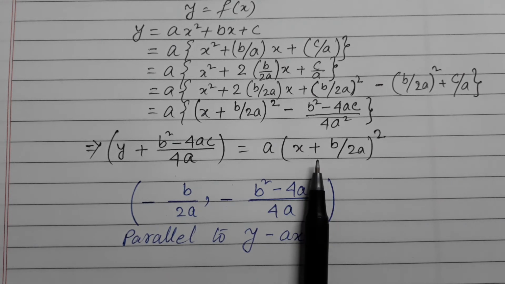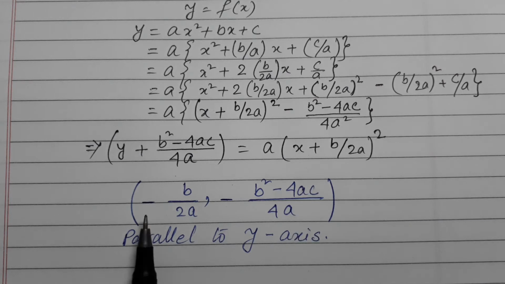So here we have the plus sign and it is x plus b by 2a. Therefore, the x coordinate of the vertex will be minus b by 2a. Similarly, the y coordinate, since it is plus b square minus 4ac by 4a, the y coordinate will be minus b square minus 4ac by 4a.